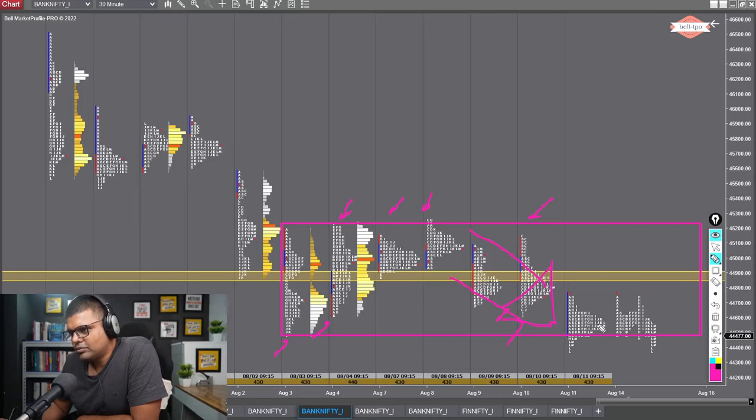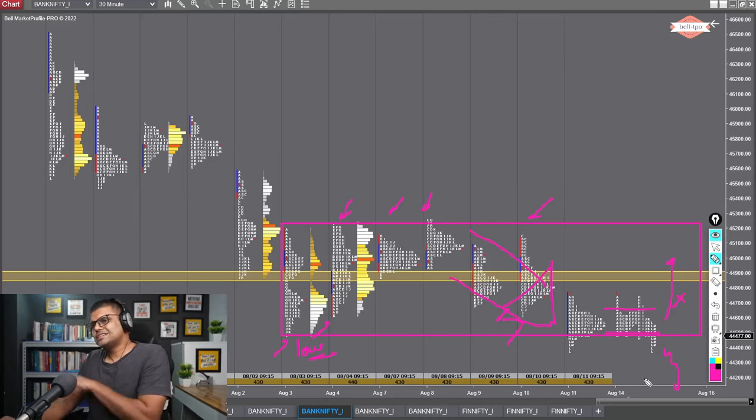Now, if we come to the bottom of the range, what is the expected behavior? Buyers should come in and push the auction back up. If it does not happen, if buyers cannot push the auction back up, what it tells us is that buyers are not trying to defend this low, the low of the range. And in that case, we might explore lower.